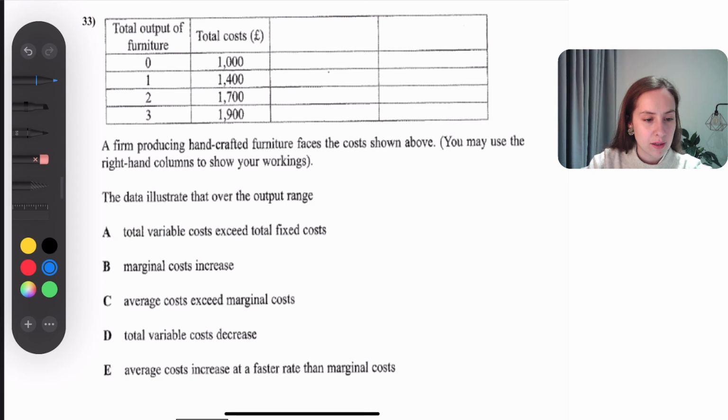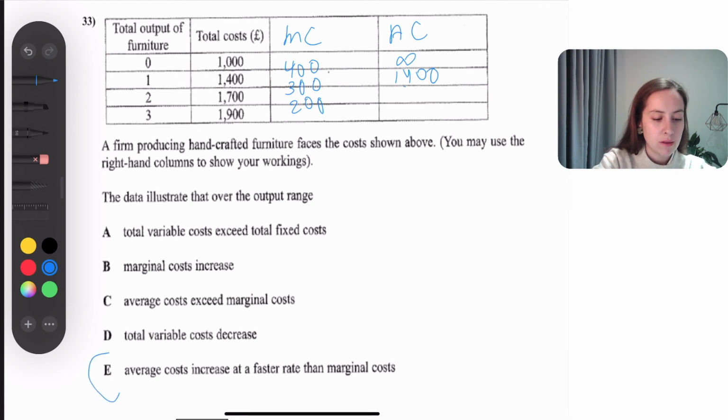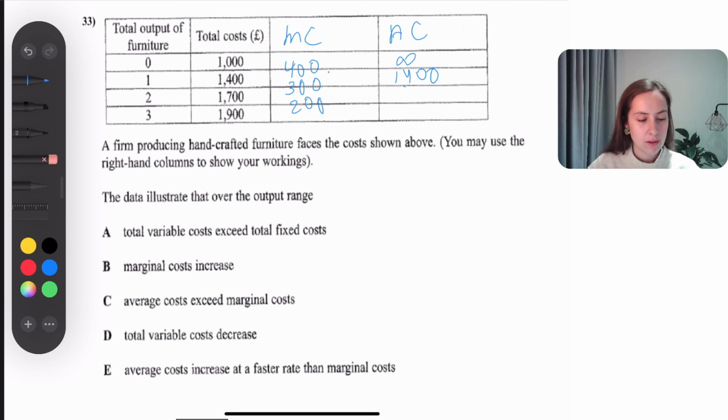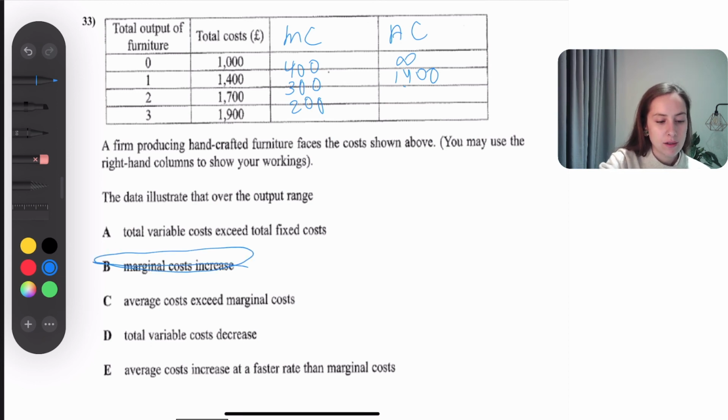Okay, with this one, I think you can work it out again. So you can work out marginal costs, average costs, marginal cost 400, 300, 200, average cost, that's infinity, 1,400, and so on. And then if you do that, you will get that the answer is, hang on, yeah, marginal cost is not increasing. Average cost, yeah, exceed marginal costs, yeah.